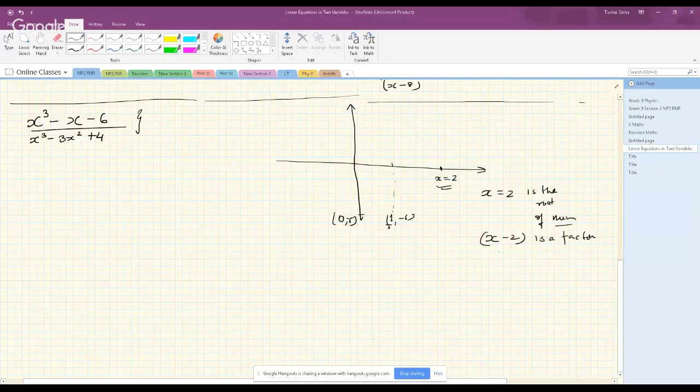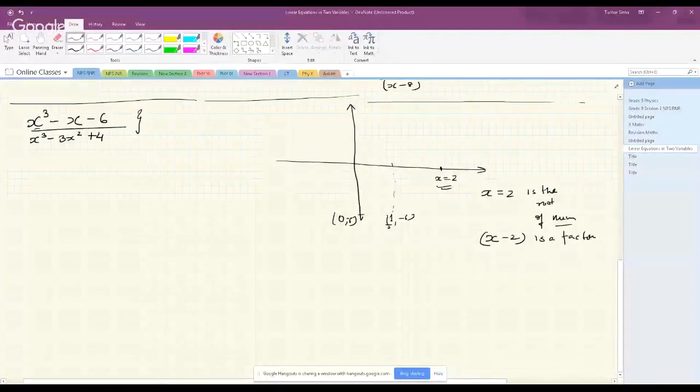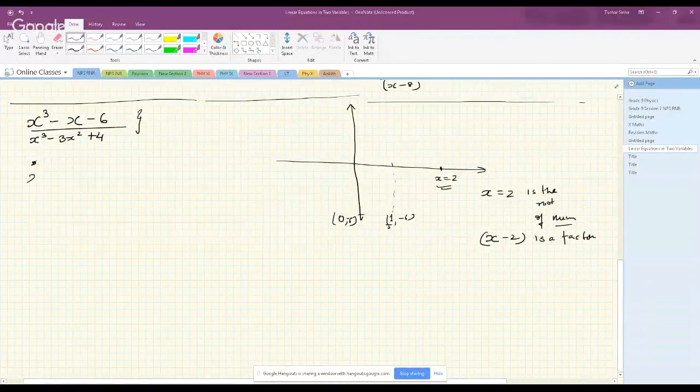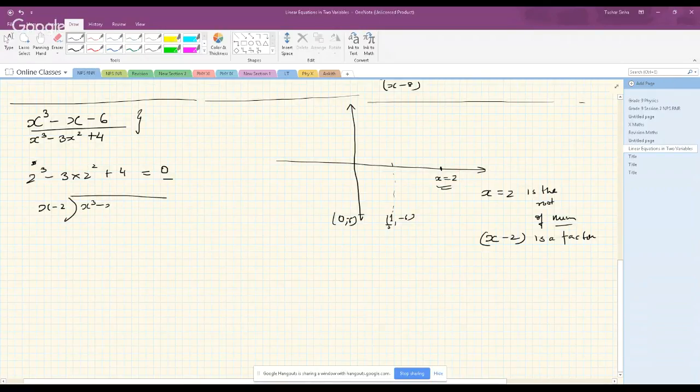Now this gives you a hint. If x minus 2 is a factor of the numerator, it may as well be a factor of the denominator. Let's check. In the denominator, x cube, you put 2 cube minus 3 into 2 square plus 4, which is 8 plus 4, 12, minus 12 is 0. That means luckily x minus 2 is also a factor of the denominator. Now you can find the other factor by dividing again. So x minus 2 divides x cube minus x minus 6.